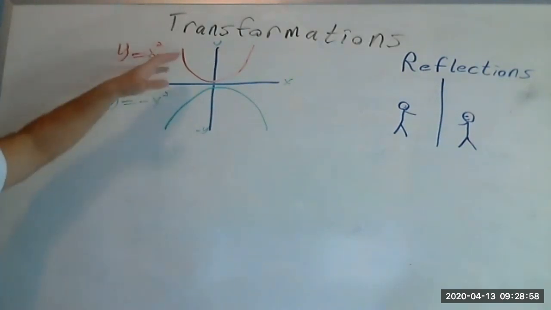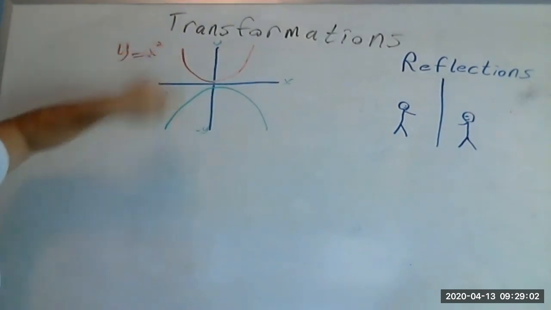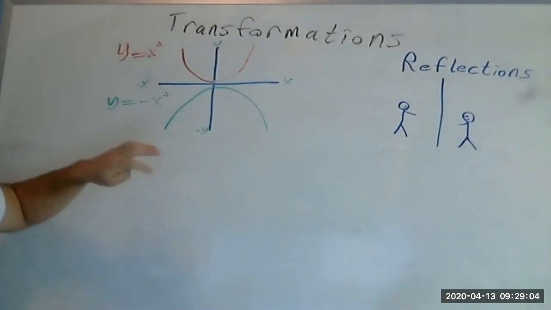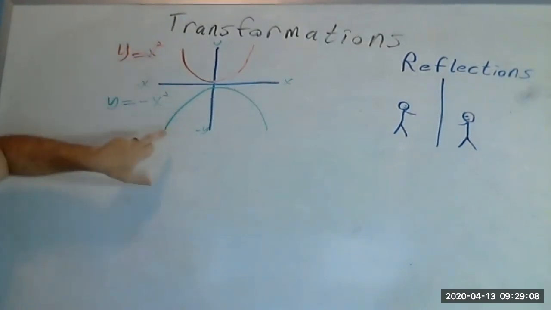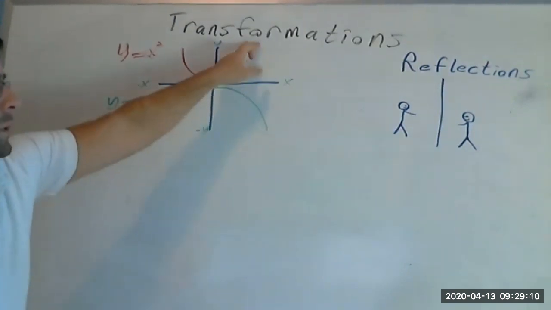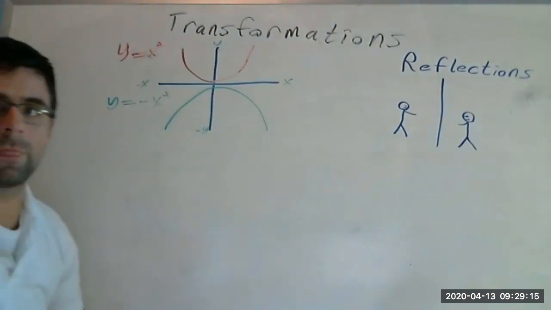So we're going over the x-axis. This thing goes from this point down to here. This one goes from here to here. And this one just goes from there to there.